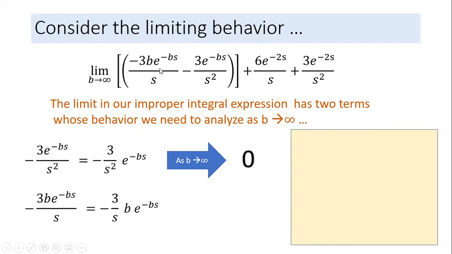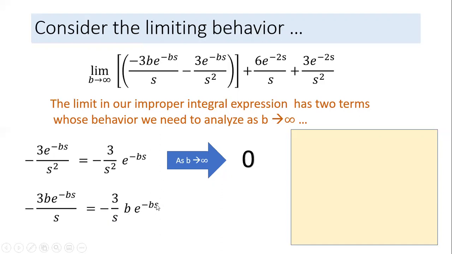But now there is another piece. And this other piece has a b that is multiplying the e to the minus bs. It has only one power of s in the denominator. That's not really important here because, again, remember, the 3 over s here is really just a constant. What we care about here is what's going on with b times e to the minus bs.